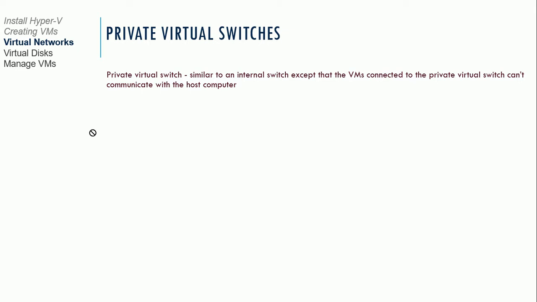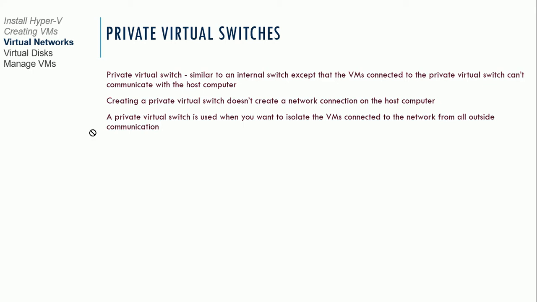A private virtual switch is similar to internal, except that the VMs connected to the private virtual switch can't communicate with the host computer. So with a private virtual switch, there's no communication with the host computer. They can only communicate with one another. They cannot communicate with the host computer. So it's used when you want to isolate your VMs connected from the network from all outside communication. So for example, if you were going to test a virus or something like that, you want to make sure that it can't communicate with anything. This would be a good option to do that, a private virtual switch.